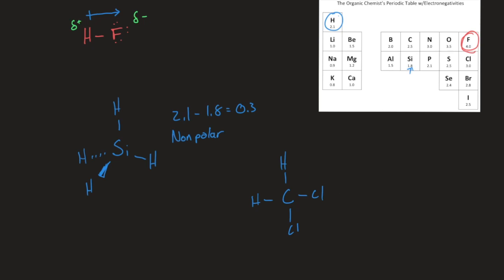Chlorine is more electronegative. If I didn't know that, I'm looking over at the periodic table and seeing that it's closer to fluorine, and so it's going to be more electronegative than carbon. And so it's going to be polarized towards chlorine, and both the carbon-chlorine bonds are going to be polarized in that direction. And so the carbon-chlorine bond is a polar bond.